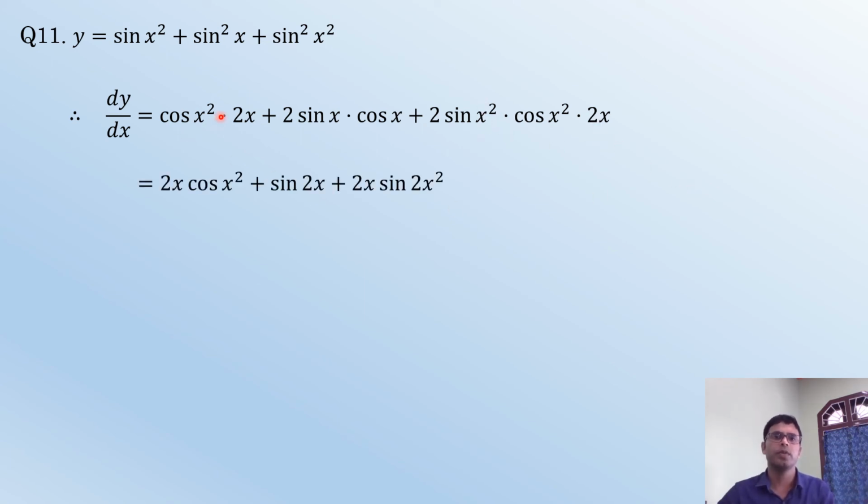Simplify it, so it is twice x cos x square, plus this is actually sine twice x, because 2 sine theta into cos theta form is sine 2 theta, and then plus 2 sine x square into cos x square, meaning sine 2x square, and this twice x is here. Okay, so we finish this class here.